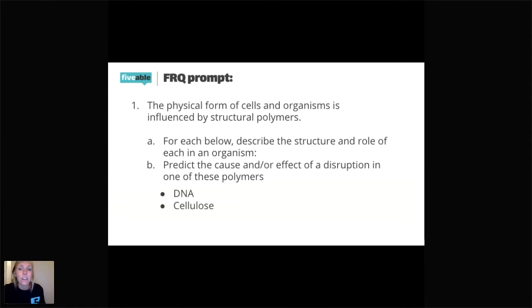The FRQ says, physical form of cells and organisms is influenced by structural polymers. Part A, for each below, describe the structure and role of each in an organism. And B, predict the cause and or effect of a disruption in one of these polymers. Okay, so there's 2 parts. And for each part, it's wanting you to look at these 2 examples, DNA and cellulose. So take each part at a time, describe the structure and role of each. More detail, the better. And predict the cause and or effect of a disruption in one of these polymers. This is a short FRQ. Go ahead, take a look at it.